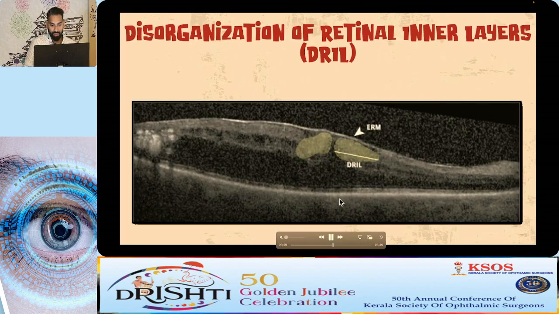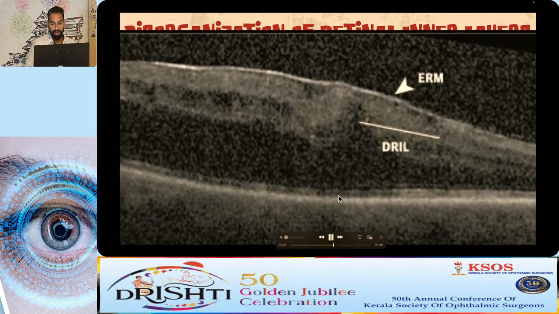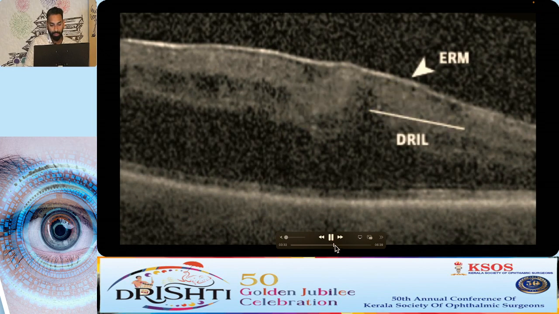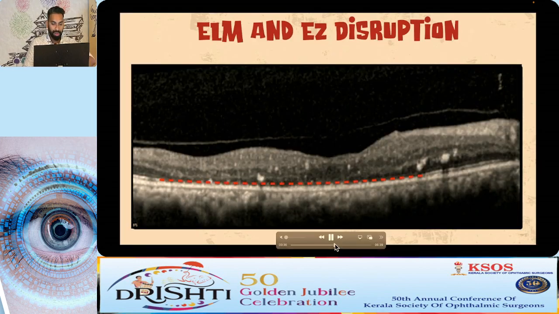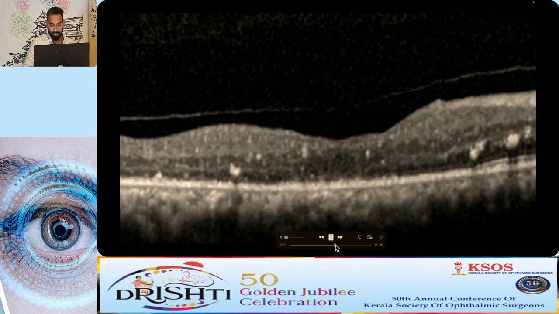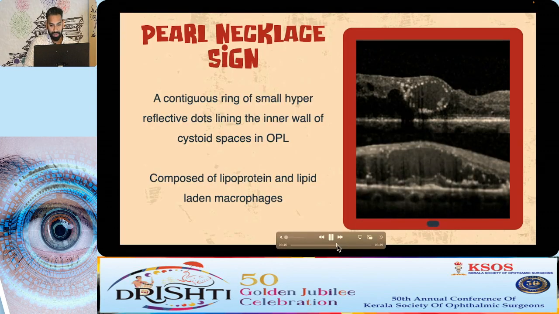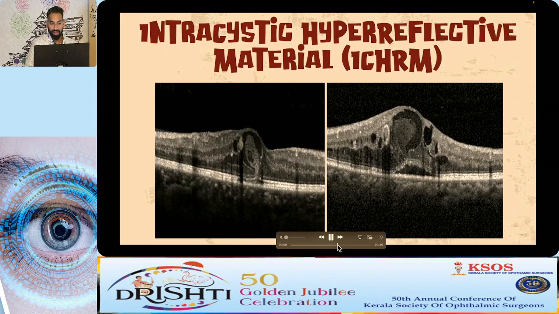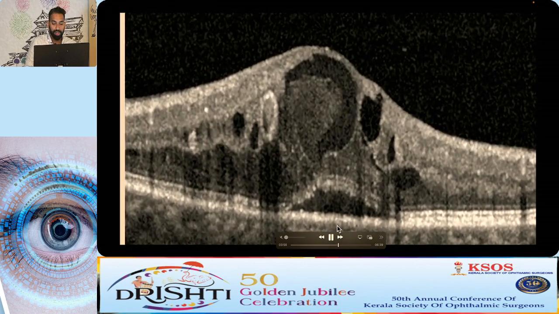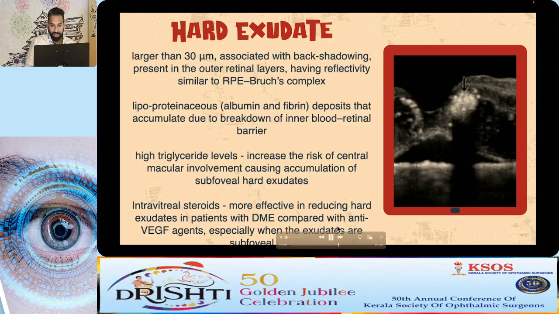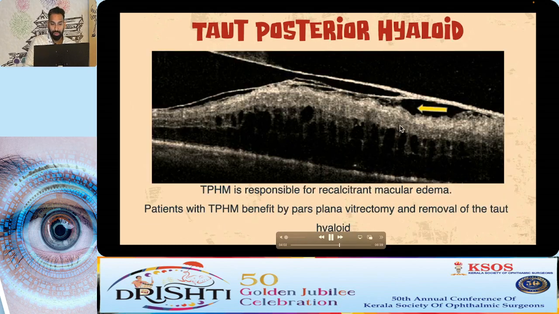And then we have DRIL, disorganization of retinal inner layers, ELM and EZ disruption. The pearl necklace sign is seen in a chronic case. Intraretinal hyperreflective material is also indicative of at least six months old diabetic macular edema, which has poor prognosis. Then we have hard exudates with backshadowing. Then taut posterior hyaloid.